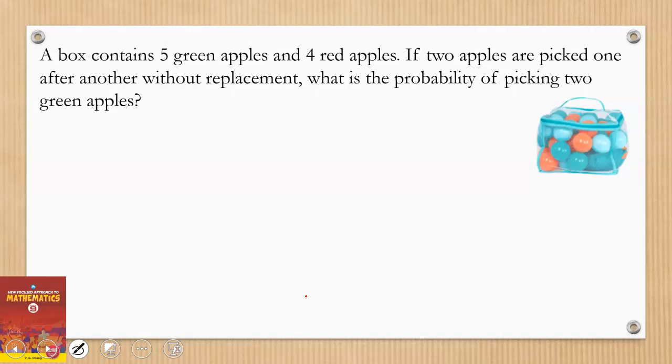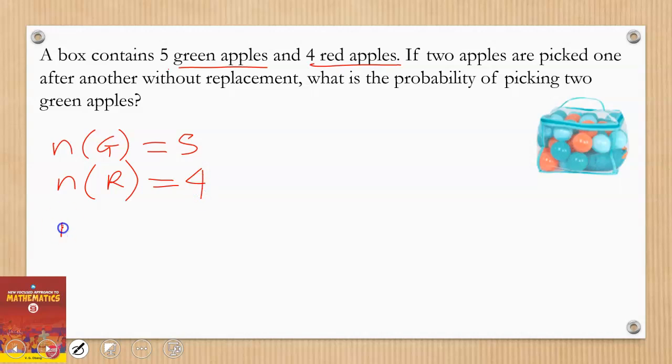Let's say a box contains 5 green apples and 4 red apples. If 2 apples are picked one after the other without replacement, what is the probability of picking 2 green balls? Right, so look at this question. Currently, we have the number of green balls. Let me use G to represent that, and we have 5 of them. The number of red balls, let me use R to represent that, and we have 4 of them. Now, the sample space becomes 9, right?